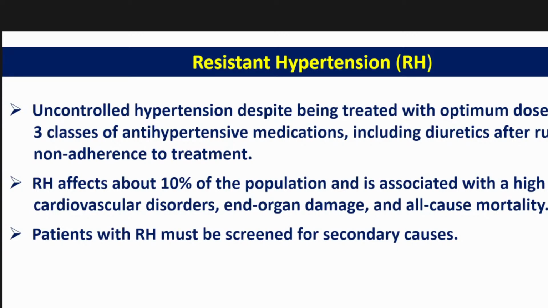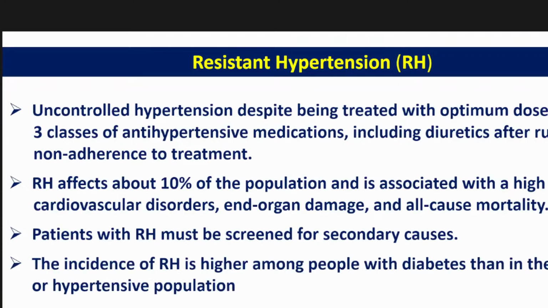All patients with resistant hypertension should be screened for secondary causes, like whether it's renovascular or renal hypertension, or aldosteronism, etc. The incidence of resistant hypertension is much more common in diabetes than in hypertension otherwise.